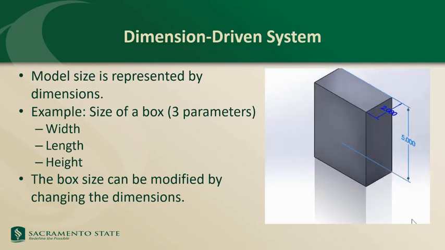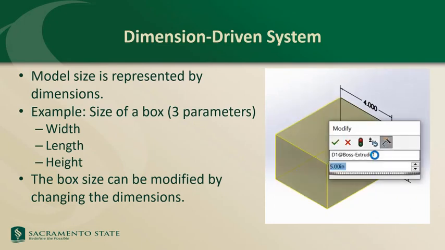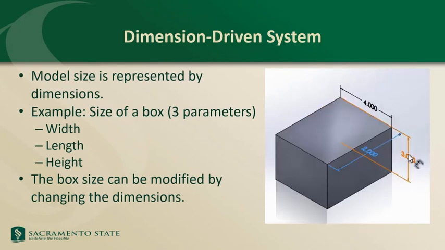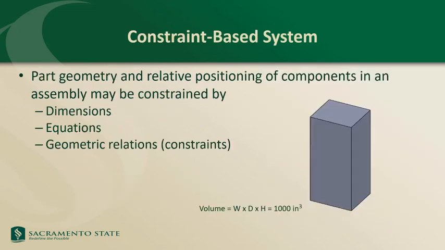Here's an example of a box, and its size is defined by the width, length, and height dimensions. By changing the dimensions, the size and shape of the box can be changed. Many modeling characteristics such as part geometry, relative positions of components in an assembly, can be constrained by dimensions and geometric constraints, such as coincidence and concentricity.